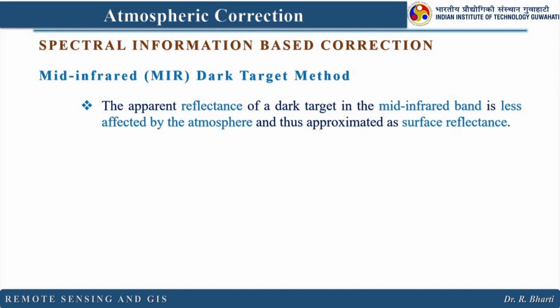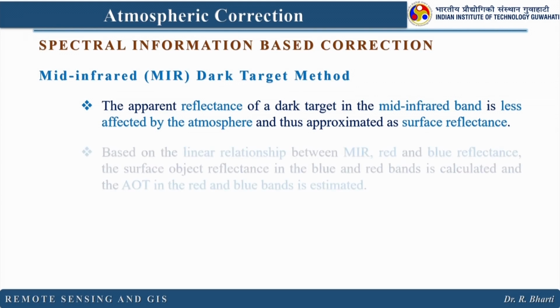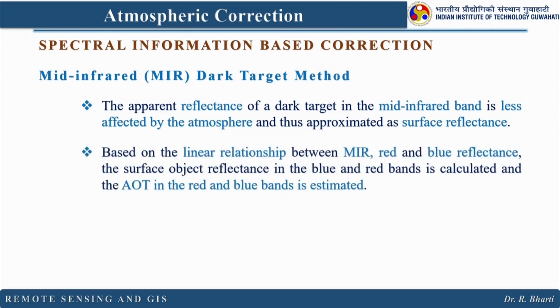So, the apparent reflectance of a dark target in the mid infrared band is less affected by the atmosphere and thus approximated as surface reflectance, right. Based on the linear relationship between MIR, red and blue reflectance, the surface object reflectance in the blue and red band is calculated and the AOT in the red and blue band is estimated. So, now here you can estimate the AOT from this particular relationship.